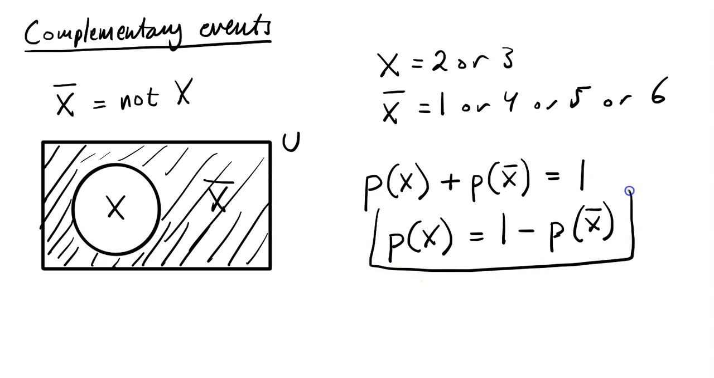So we can always calculate the probability of an event as 1 minus the probability for the complementary event to happen. And sometimes it can be easier to calculate the complementary event than the event itself. So in this case, it can be useful to use this rule.